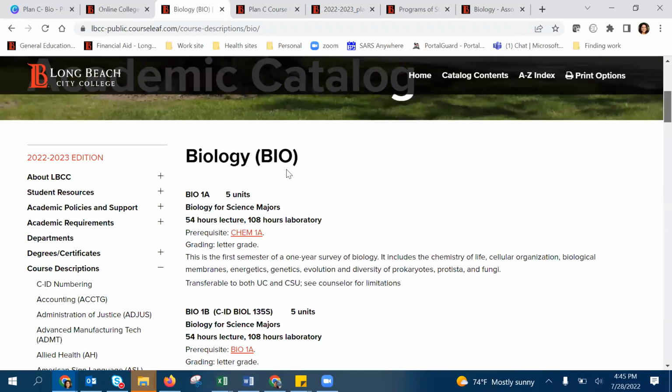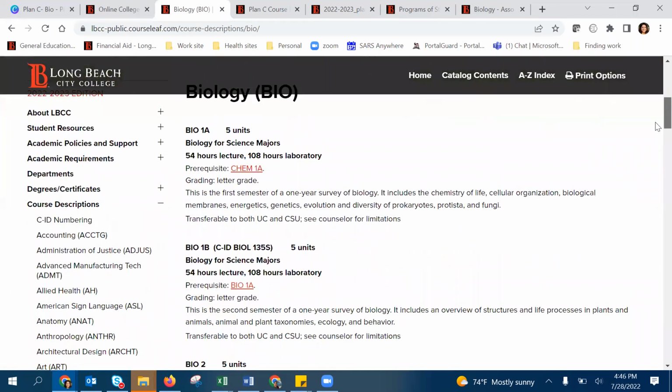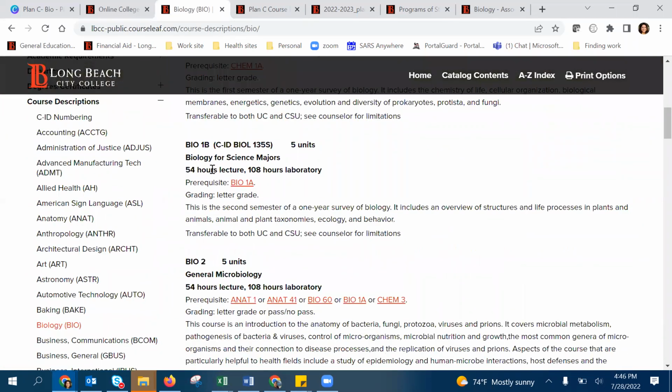Bio 1A is a biology course for science majors. It has 54 hours of lecture and 108 hours of laboratory. The prerequisite is Chemistry 1A. You can only obtain a letter grade. You may not take this class for pass or no pass. This is the description, and it's transferable to both the UCs and the CSUs. Bio 1B has a prerequisite of Bio 1A. It has 54 hours of lecture and 108 hours of laboratory. The grading is by letter, and it's transferable to the CSU and the UC.